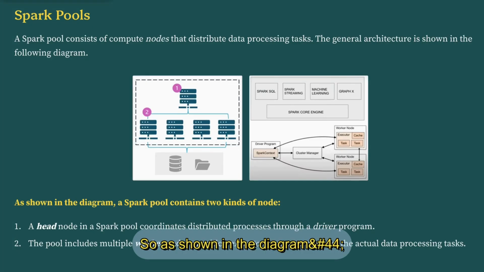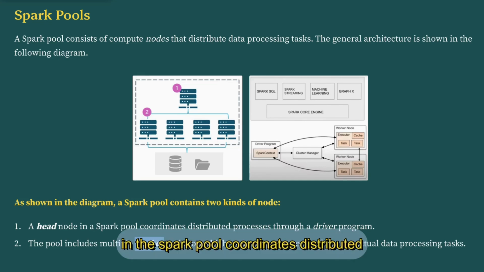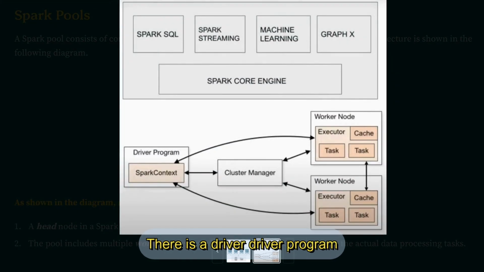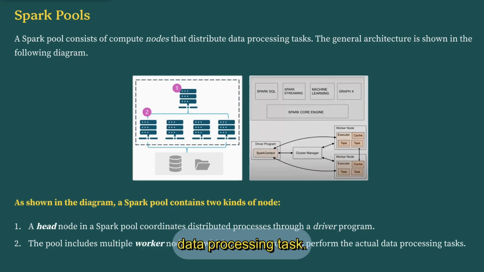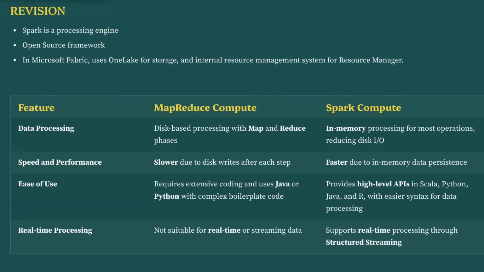So as shown in the diagram, a Spark pool contains 2 kinds of nodes: a head node and worker nodes. The head node in the Spark pool coordinates distributed processes through the driver program, as we discussed here as well. There is a driver program, and the pool includes multiple worker nodes on which executor processes perform the actual data processing tasks. This is my worker node.